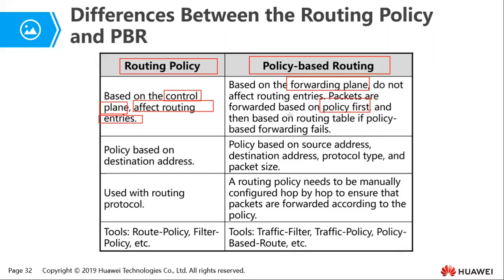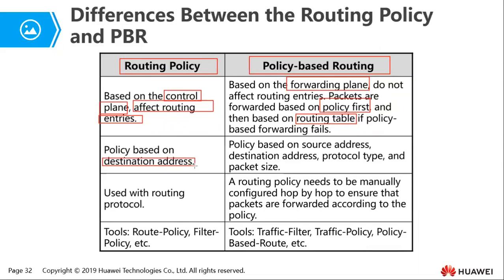And then based on the routing table, that means if the packet does not match the policy, then it is forwarded using the routing table. But if it matches the policy, we simply send it to the next hop that has been specified in the policy. Okay, routing policy. Policy is based on the destination address.